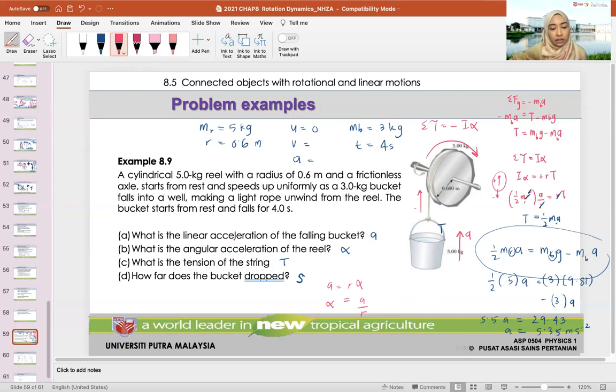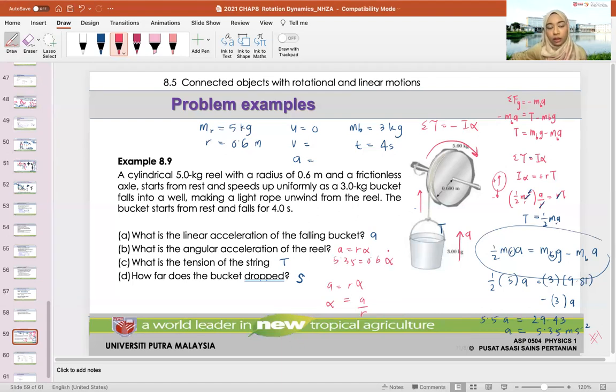Okay, so what is the linear acceleration? This is what we got. A is 5.35. What is the angular acceleration? We know this is easy. So A is R alpha. If we know what is A and we know what is radius, then it should be a piece of cake. So radius of the reel is 0.6 alpha.